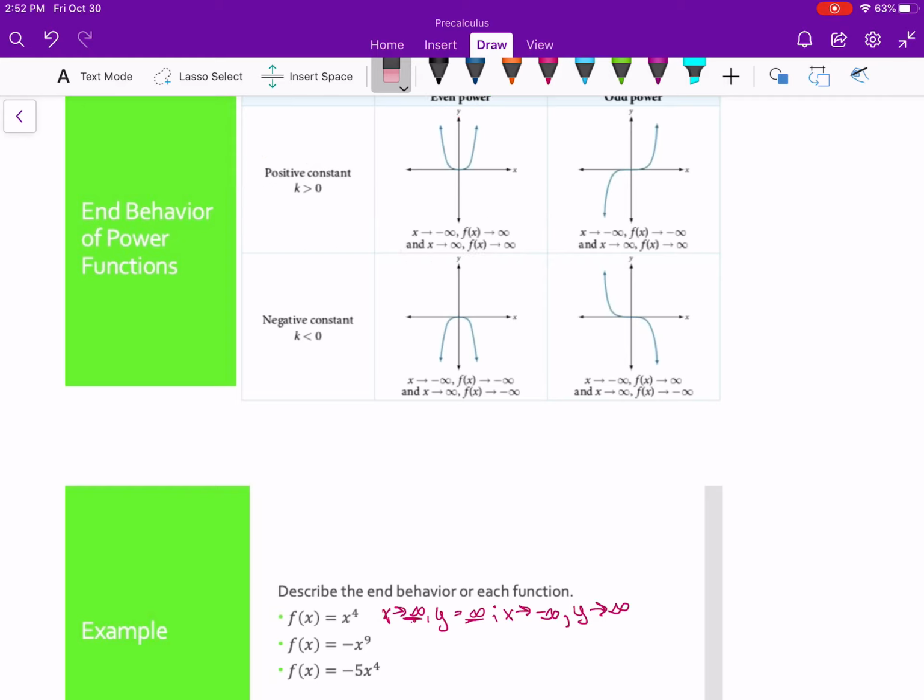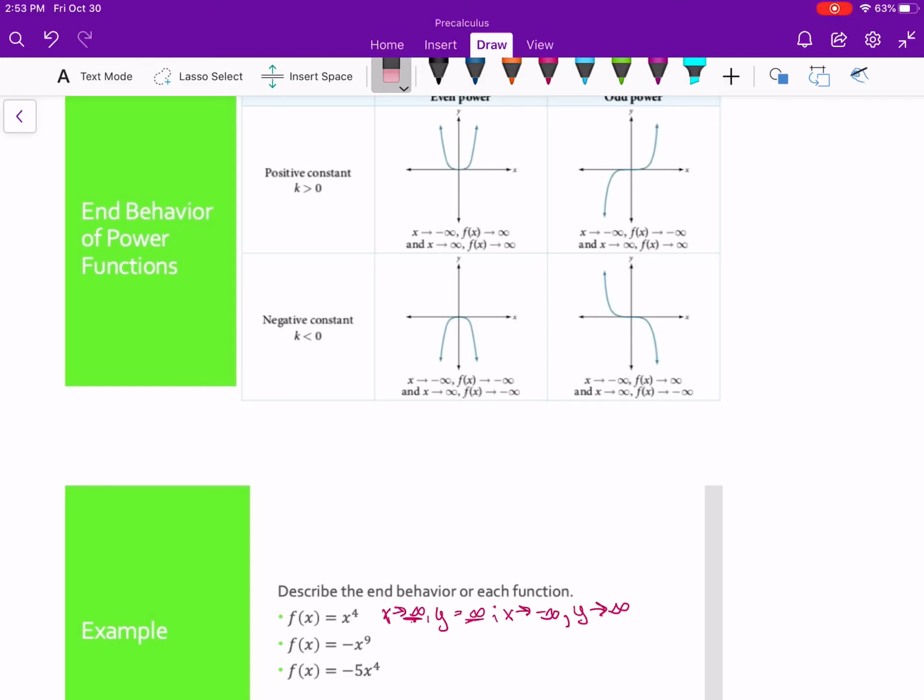All right, next one, f of x equals negative x to the 9th. We have a negative constant because we have negative 1 in front, and an odd power because it's to the 9th. So our answer would be right here. As x approaches negative infinity, f of x, or y, approaches positive infinity. And as x approaches positive infinity, y approaches negative infinity.